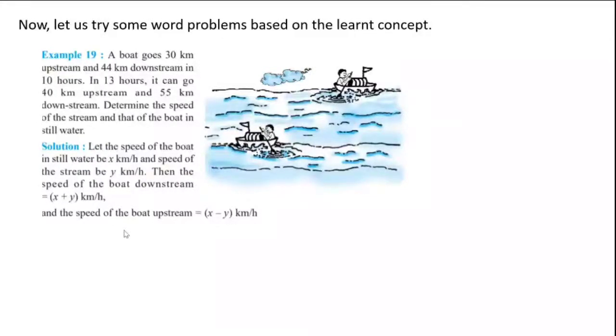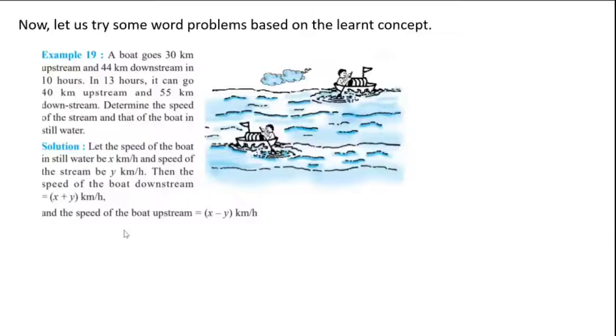A boat goes 30 kilometers upstream and 44 kilometers downstream in 10 hours. In 13 hours, it can go 40 kilometers upstream and 55 kilometers downstream. Determine the speed of the stream and that of the boat in still water. Let us see the solution.